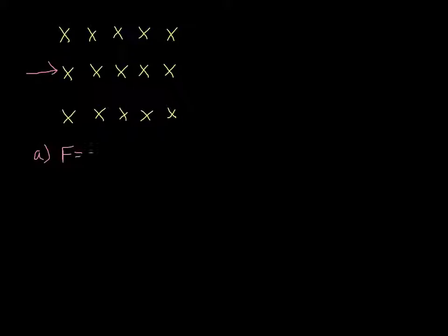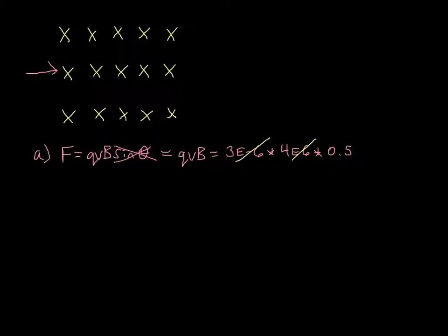So it's just the equation for the force on a moving charge, F equals QVB sine theta, where theta is 90, so the sine of theta is just 1. So it's just going to be QVB. The Q is 3 microcoulombs, or 3 times 10 to the negative 6, times 4 times 10 to the 6 meters per second, times the magnetic field, which is 0.5. And you can see the 10 to the negative 6 and 10 to the positive 6 cancel out, and this just leaves you with a force of 6 newtons.